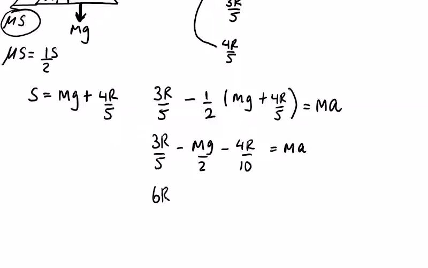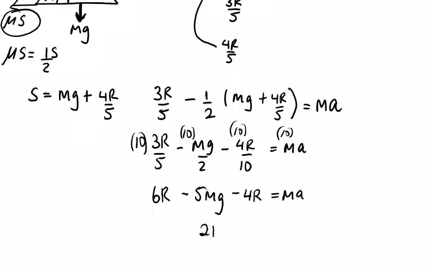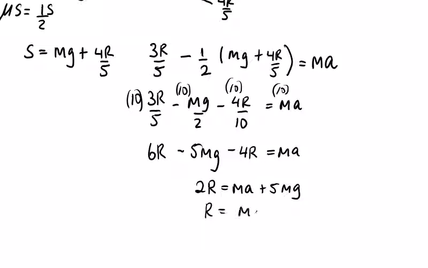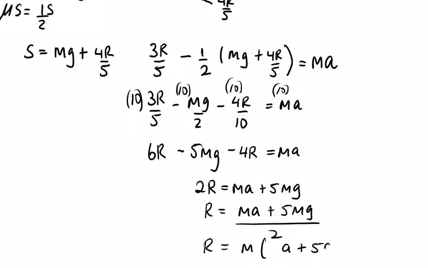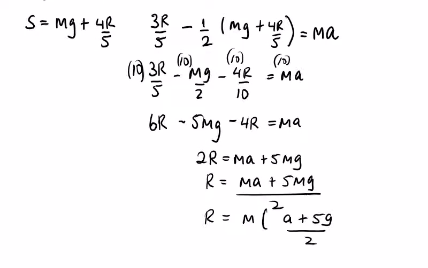So 6R, you imagine the 10 going everywhere. You guys can probably just simplify it quicker. So we're going to have 6R minus 5mg minus 4R equals 10ma. So 2R is equal to ma plus 5mg. So R is equal to ma plus 5mg/2. Or if you want to factor out the m times a plus 5g/2. I hope you're all screaming at the mistake here.